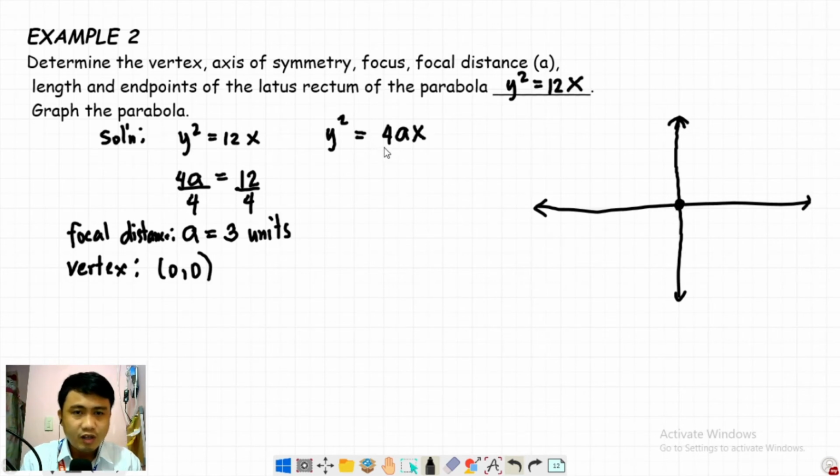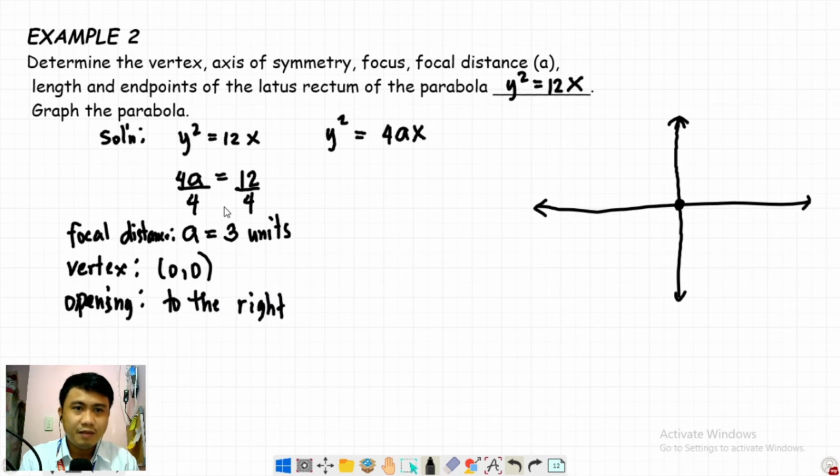And, of course, what is the opening of our parabola pag ganito? Pagka y ang naka-squared, that's either opens to the left or to the right. Diba? Okay? So, since positive yung nandito sa 4ax, opens. So, tandaan nyo na lang yan, 4 lang naman. Opening to the right. Hindi naman hinahanap dyan. Lagyan na lang natin opening to the right yan.